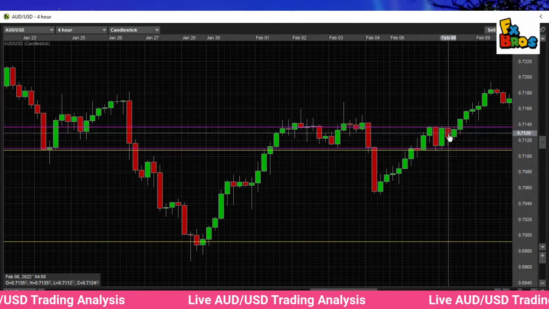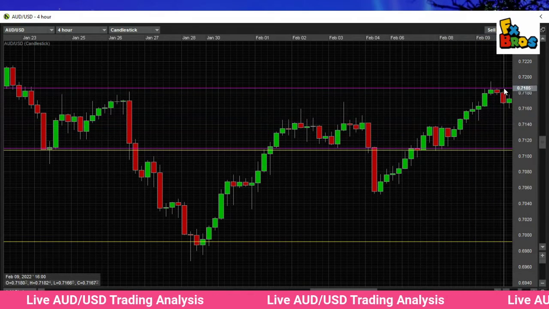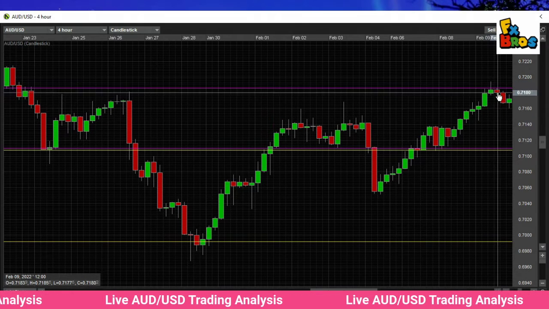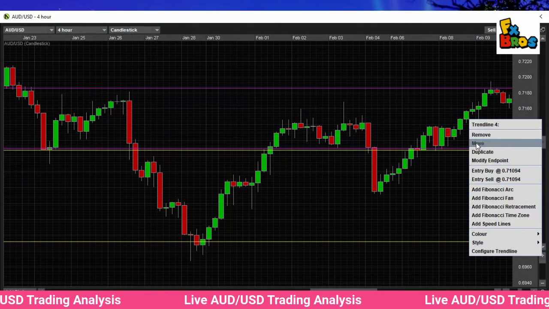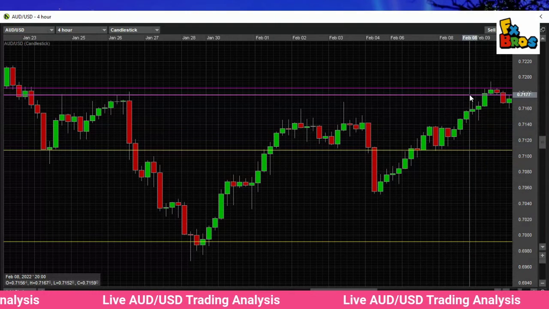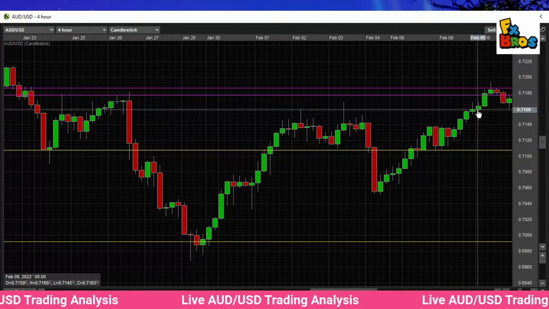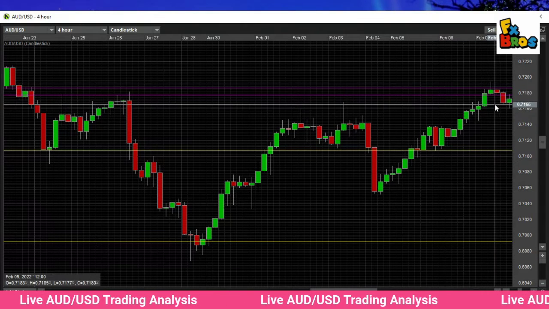So let's move these lines. It's about right there. We got a touch here, tried to break high but couldn't. Another touch here. And we got our lower area. I'll move that to right here. Got a touch here to the bottom of this wick, touch here to the bottom of this wick, and we're going to wait for price to break out. We got the breakout.